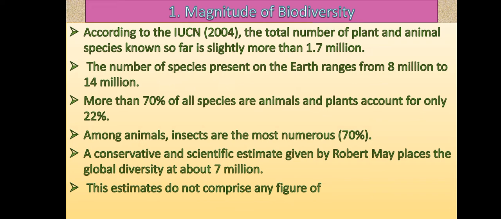Among animals, insects are the most numerous, about 70%. That we can say that among 10 animals, there are 7 insects. A conservative and scientific estimate given by Robert May places the global diversity at about 7 million. This estimate does not comprise any figure of microorganisms, as many microorganisms cannot be cultured in a laboratory.